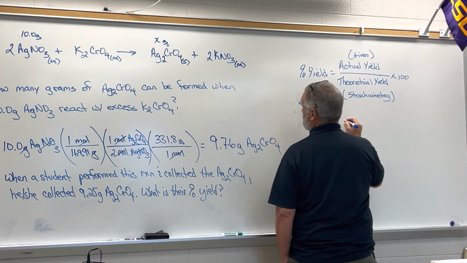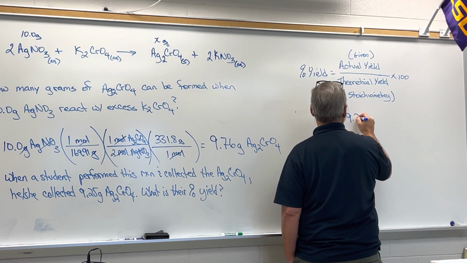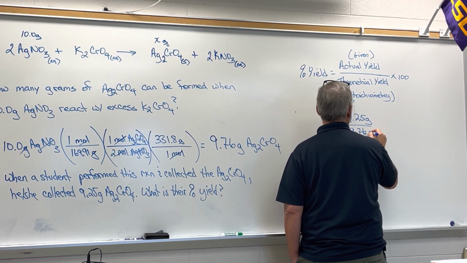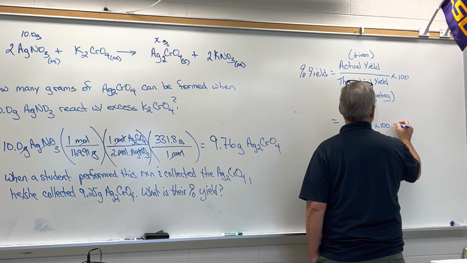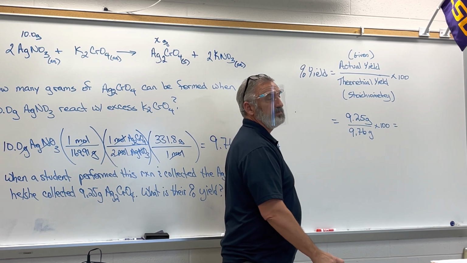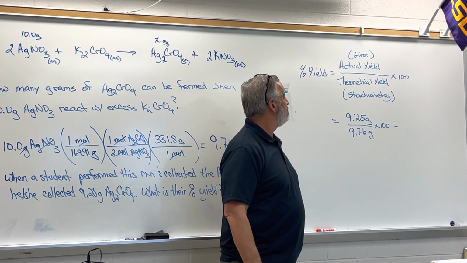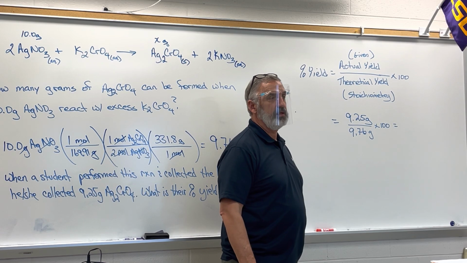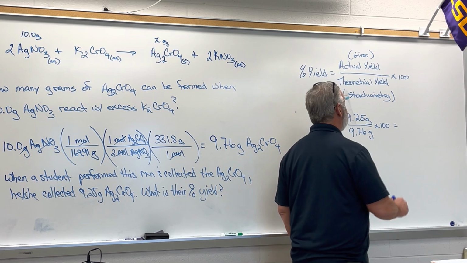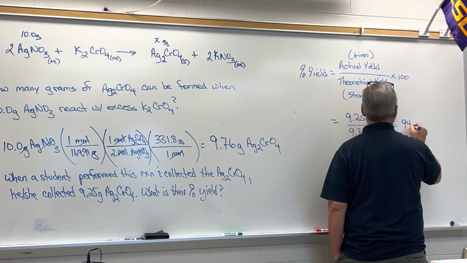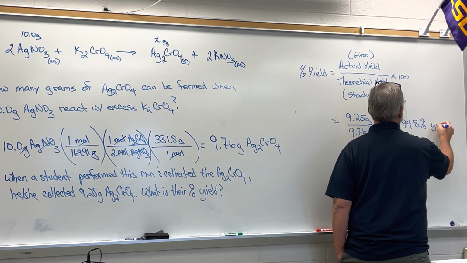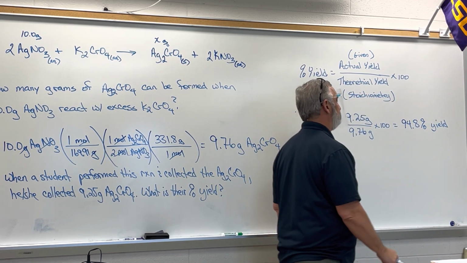So here we're going to say 9.25 grams divided by the 9.76 grams times 100. So the percent yield equals 0.95. You got to multiply by 100. 94.8, since there's 3 sig figs. Percent yield.